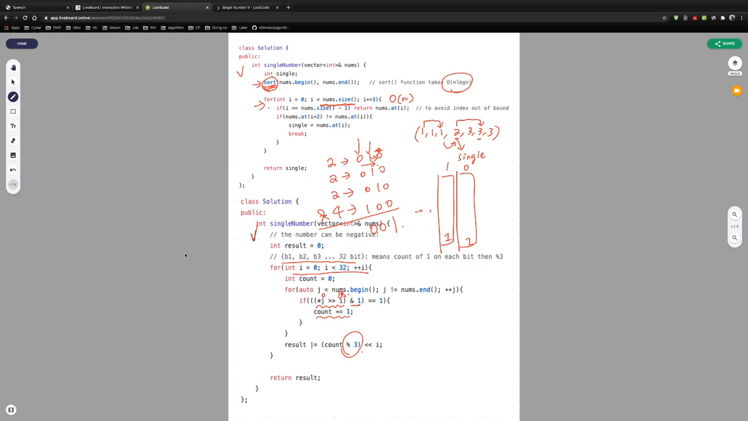And then if we need to convert it to decimal, we just need to left shift back, because here we right shift, here we will left shift, and use OR to combine all the results together. Okay, so this is solution 2. Next, we will come to the third solution.